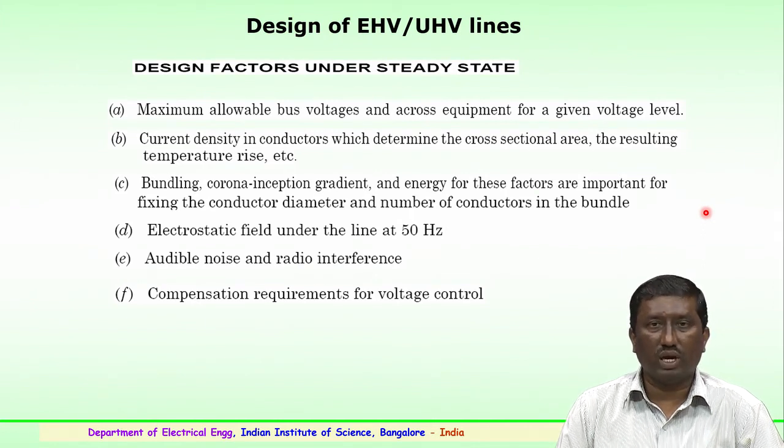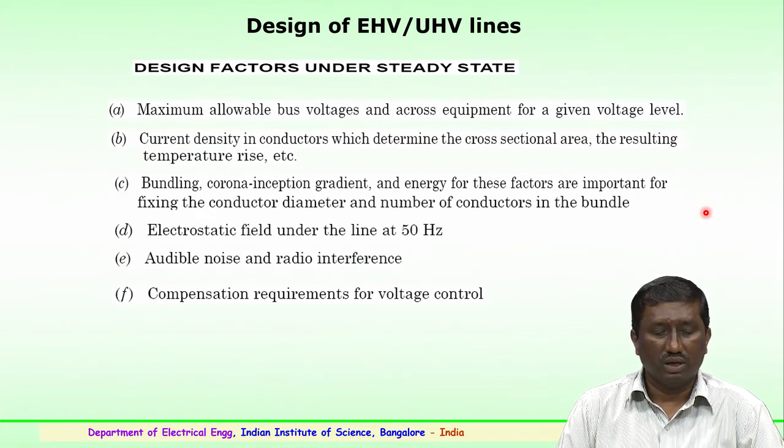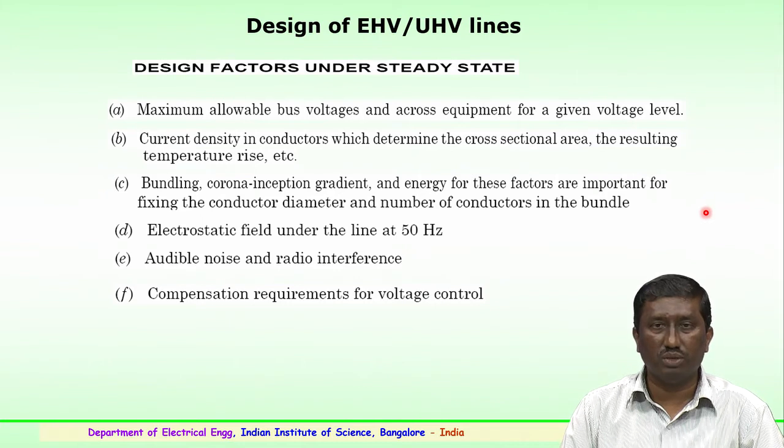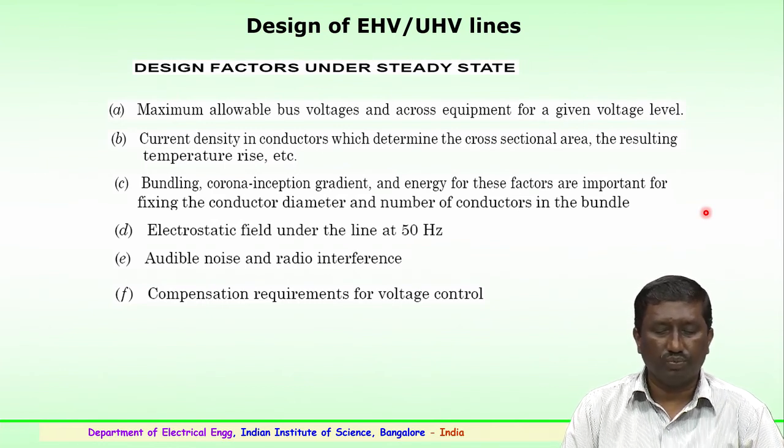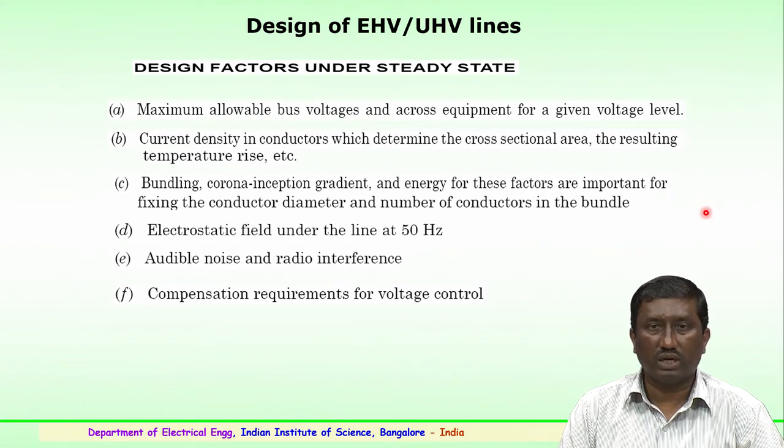Further, bundling: what type of bundling has been done? It is a twin or quadruple or hexagonal or octagonal type of bundling, and particularly per phase has to be considered. Then the corona inception gradient; again this depends on the size of the conductor and the surface conditions of the conductor, and these factors are important for fixing the conductor diameter and the number of conductors to be put in the bundle. So, all these are very important.